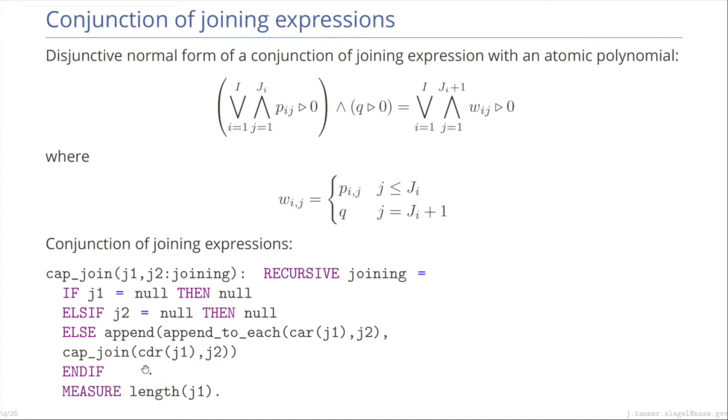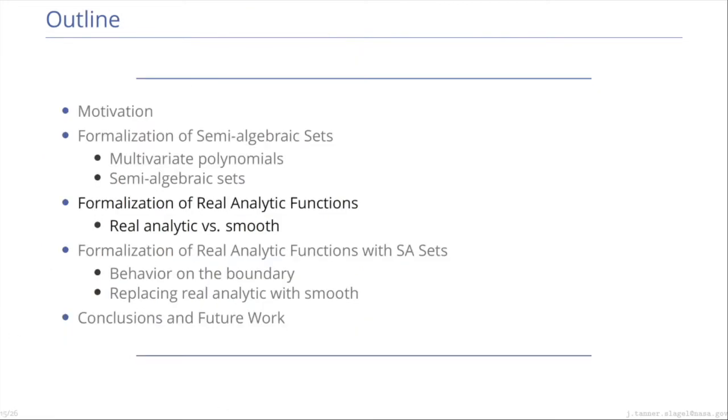And then you just repeat that, and you're recursing on J1. So you're using the first entry of J1, distributing it across all the conjunctions, and then you move on to the rest of the list. So once you have this function, showing that the conjunction of two semi-algebraic sets is a semi-algebraic set is relatively easy.